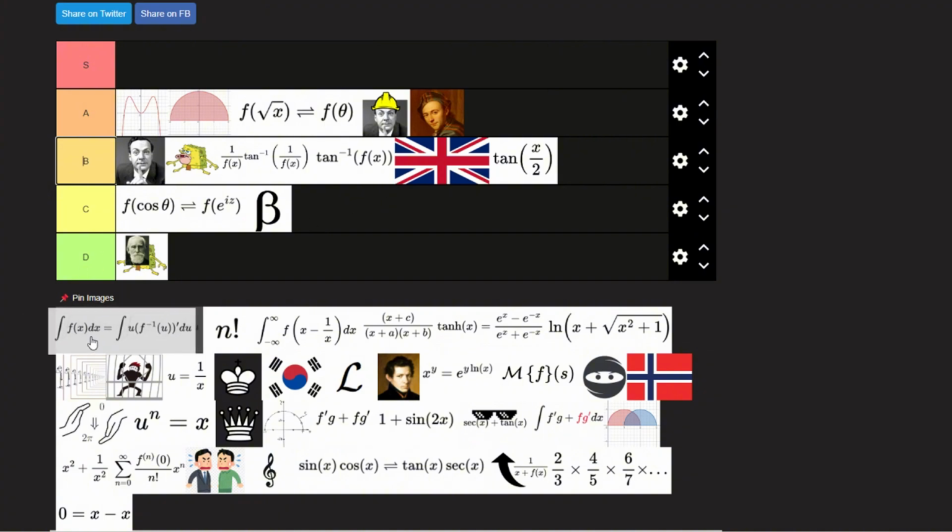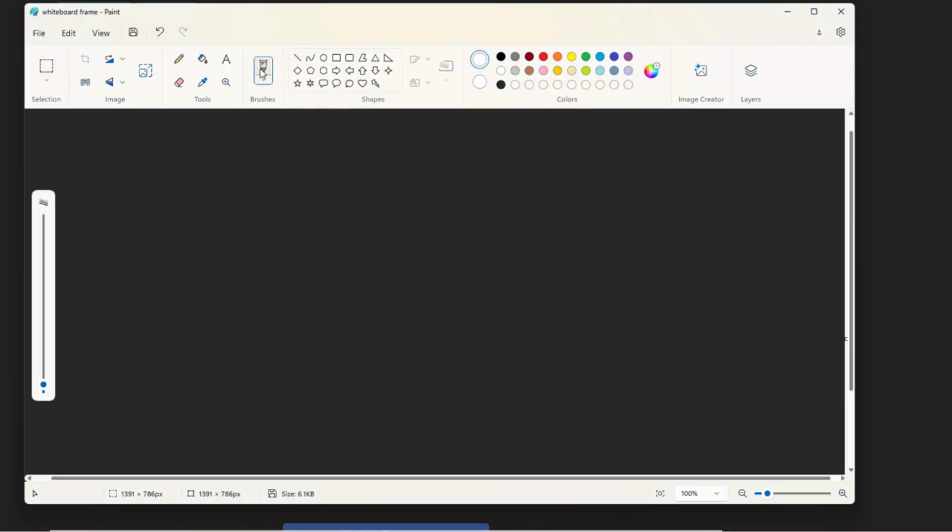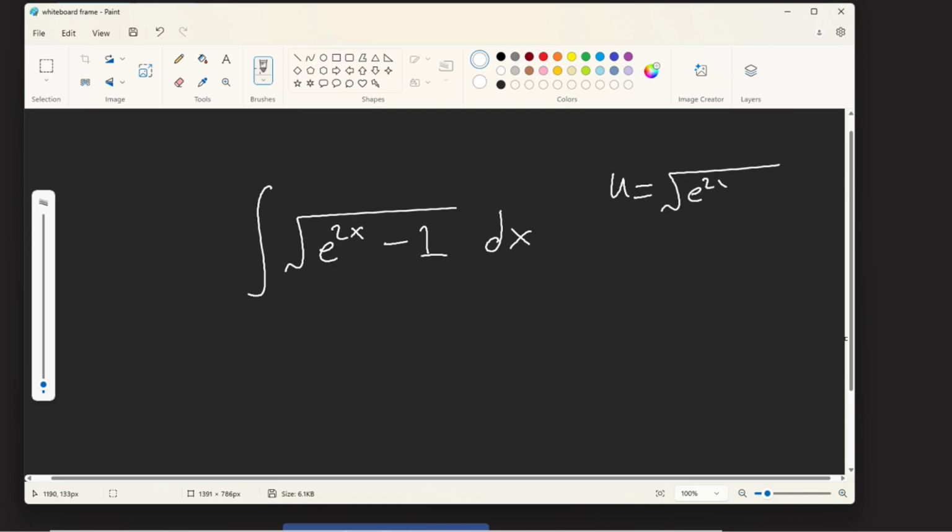Okay, this is force U substitution. Force U substitution will always be A. This will always be satisfying. Forcing a U sub will always be satisfying. A good example is like this, 2x minus 1. This will always be a satisfying force U sub. Forcing a U substitution, right?